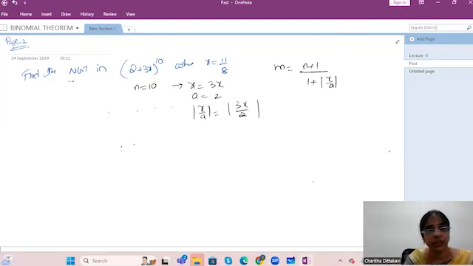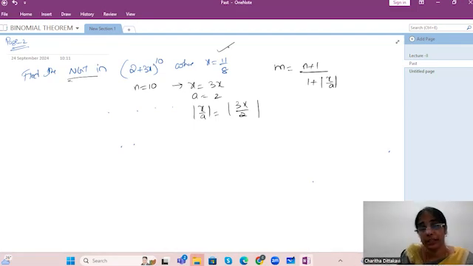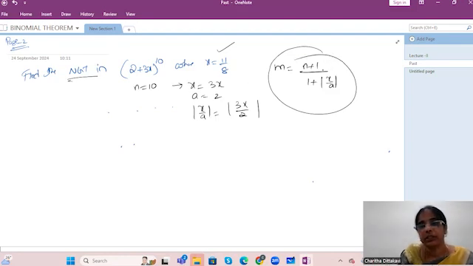Find the numerically greatest term in the expansion of (2 plus 3x) whole to the power 10, where x equals 11 by 8. In order to find the numerically greatest term, we need to calculate the value of m. So m is nothing but (n plus 1) by (1 plus mod x by a). What is your n? n is the power there, so n is 10. x is 3x and a is 2, so mod x by a is 3x by 2.